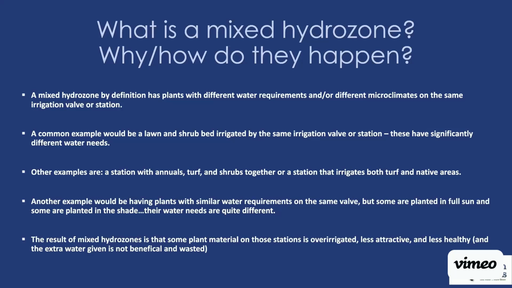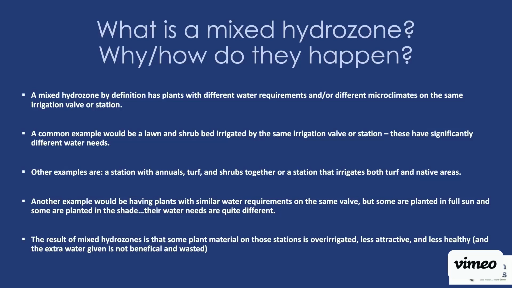Other examples would be stations with annuals, turf and shrubs together on the same zone. We see that quite a bit. And stations that irrigate both turf and native areas, where you don't need to be irrigating those the same way and as much, and even look at potentially, in that case, maybe shutting off the native zones.